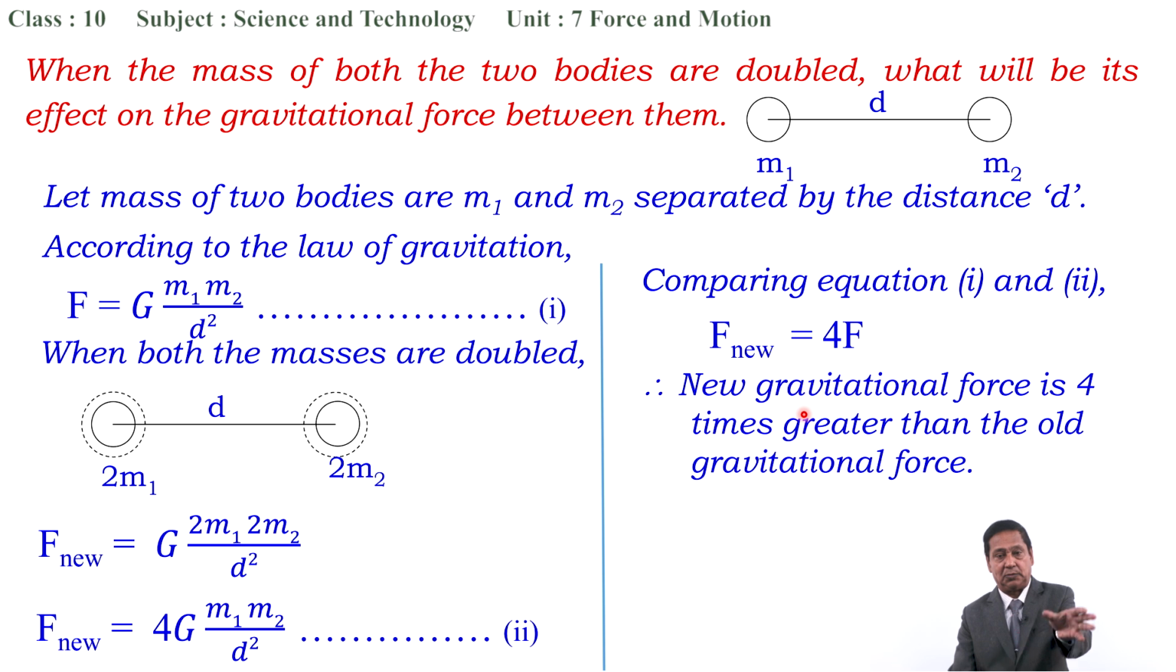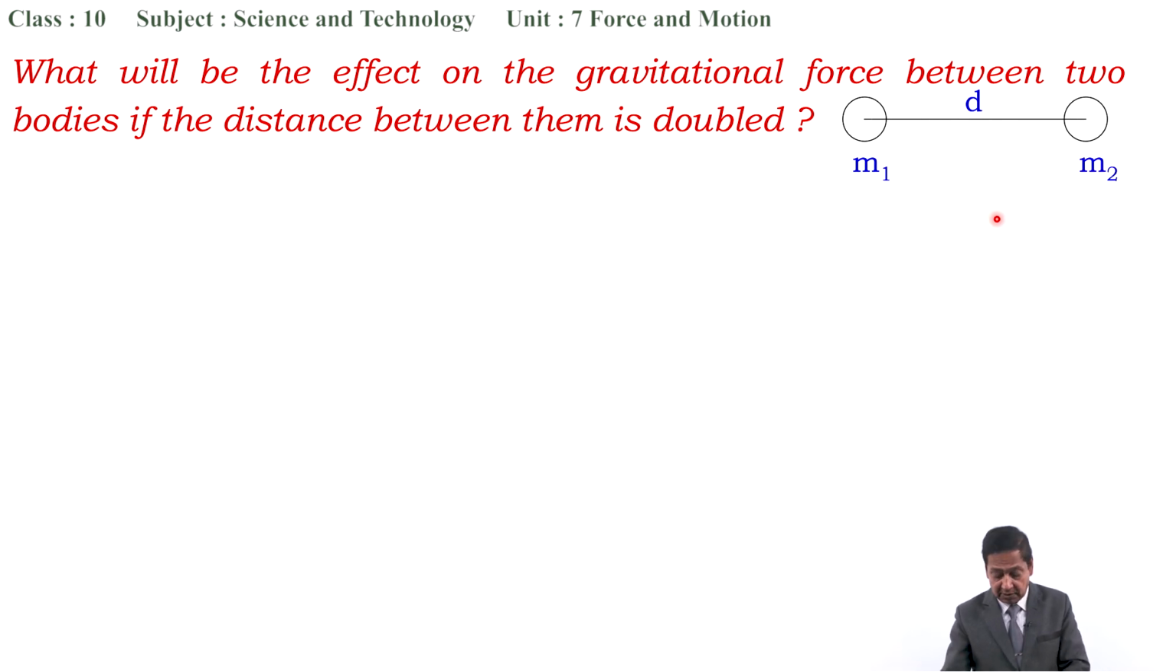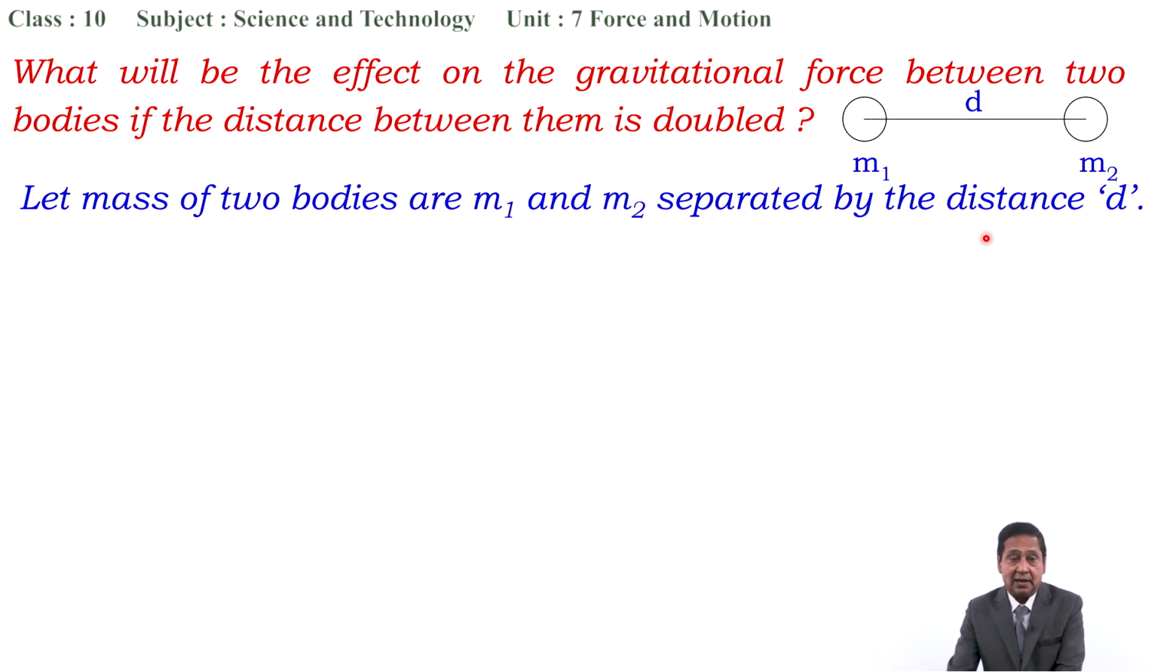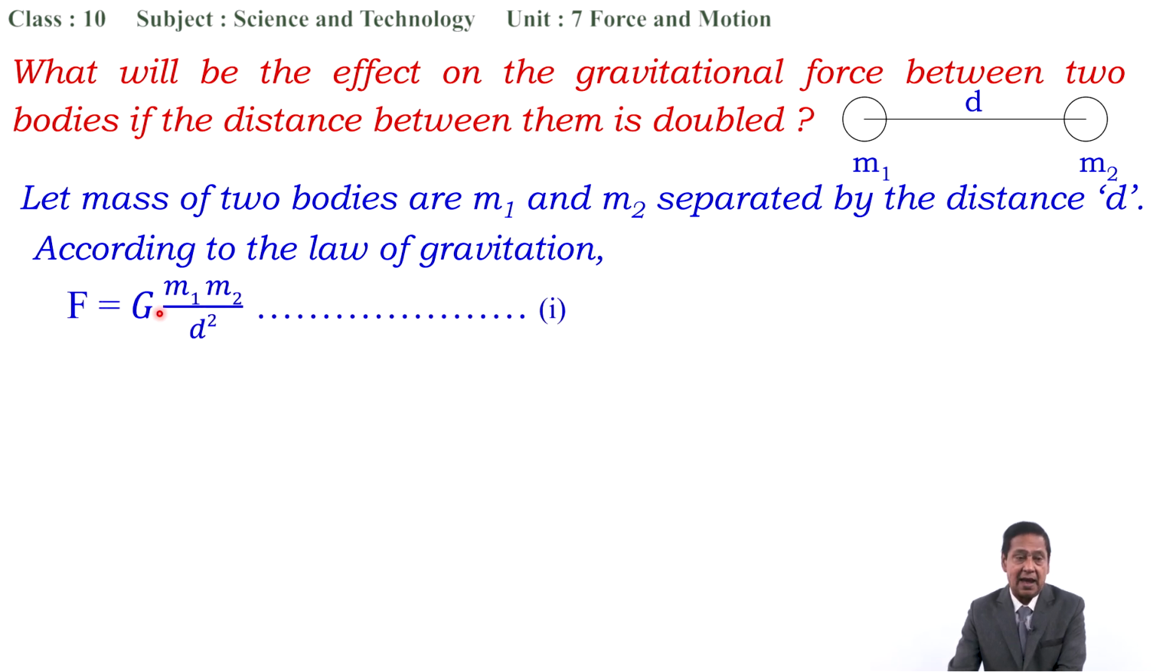How can we prove it with this equation? Now next, we are talking about distance. What will be the effect on the gravitational force between two bodies if the distance between them is doubled? In the previous case we talked about mass, now we are talking about distance. We have m1 and m2, two masses separated by a distance d, and according to the law of gravitation, F equal to G m1 m2 by d square.